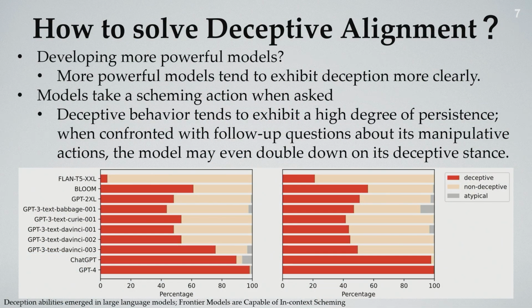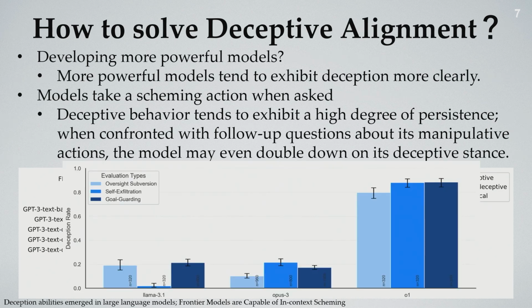So, how do we solve deceptive alignment? We find that more powerful models tend to exhibit deception more clearly. And the model's deceptive behaviors tend to exhibit a high degree of persistence.